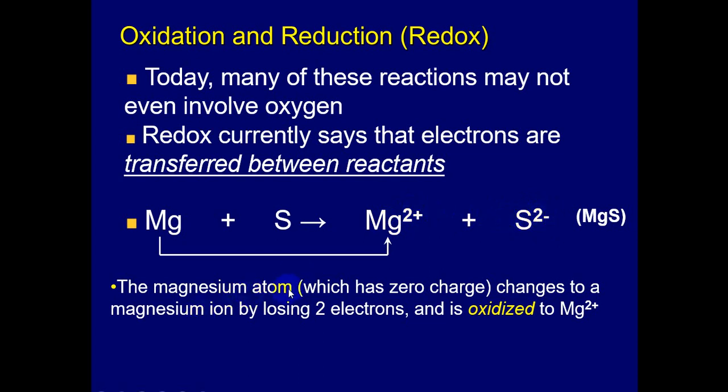So the magnesium atom, which has 0 charge over here, changes to magnesium ion by losing 2 electrons, and by this magnesium ion is said to be what? Oxidized. You can recall or remember that oxidation is the removal of electrons. So when it removed the 2 electrons and gave them to sulfur, then it became oxidized.